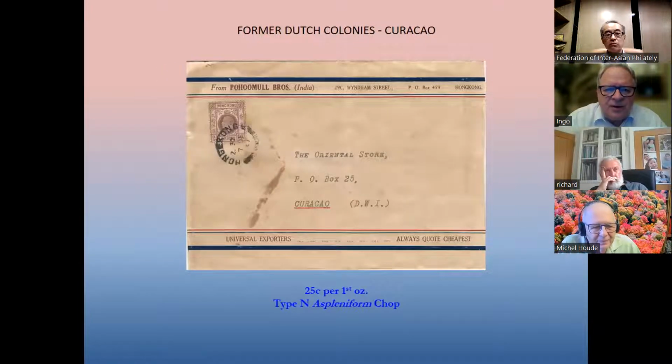The next one is another Dutch colony, Curaçao. Different correspondence, but same rate, 25 cents, this time paid with a single George V definitive. And one of the nice features of this, besides the destination, is the Espleniform type N cancellation.